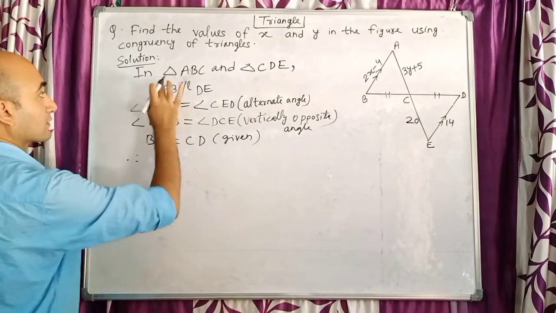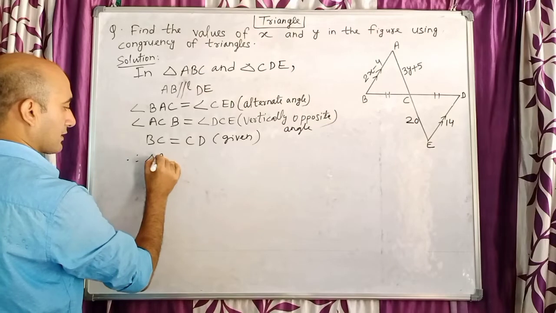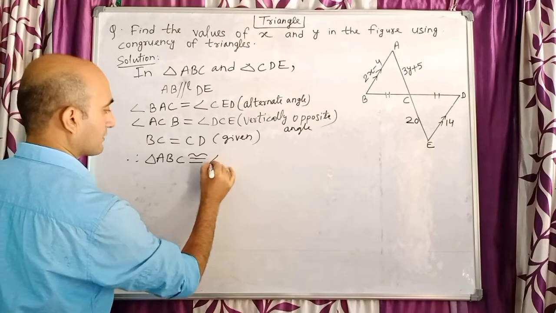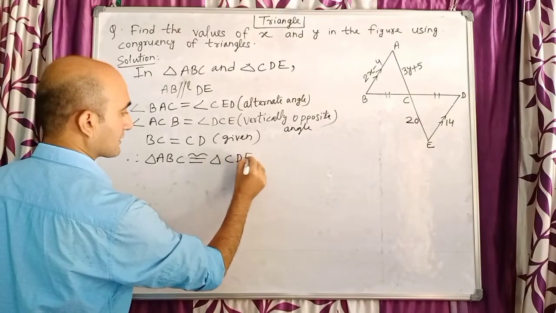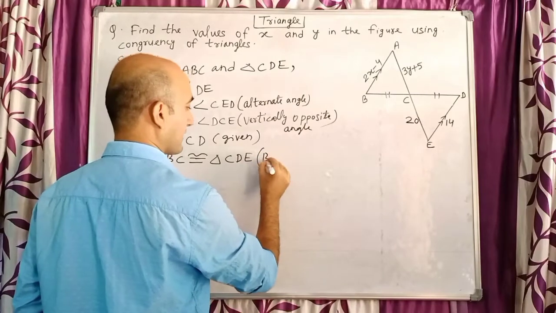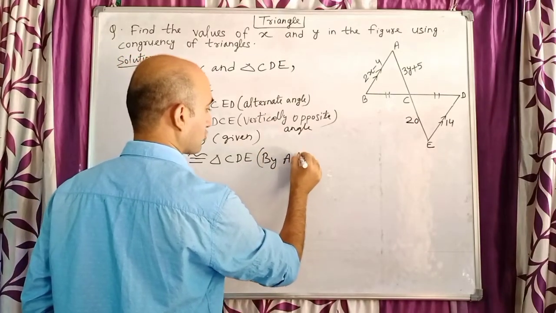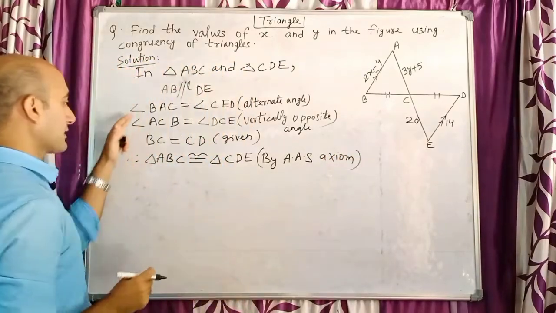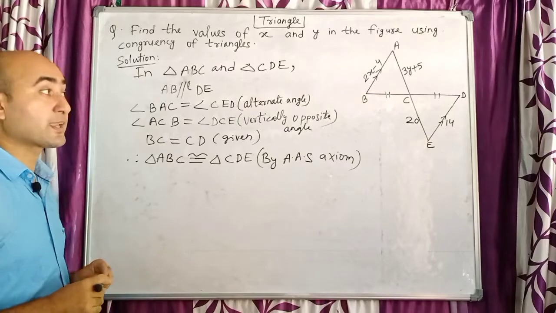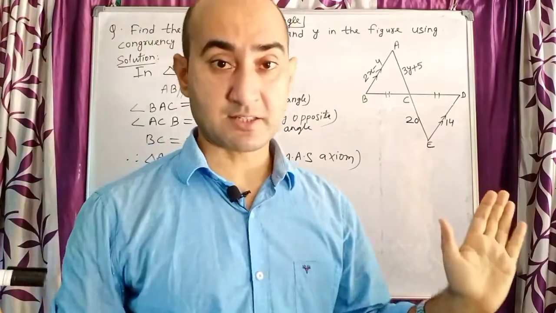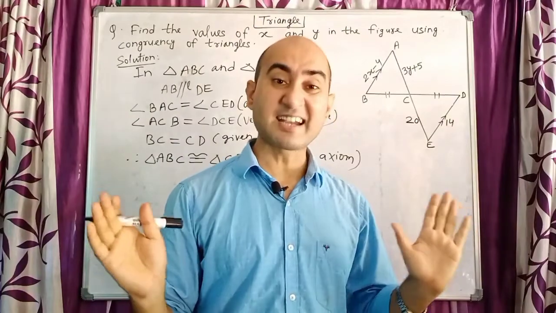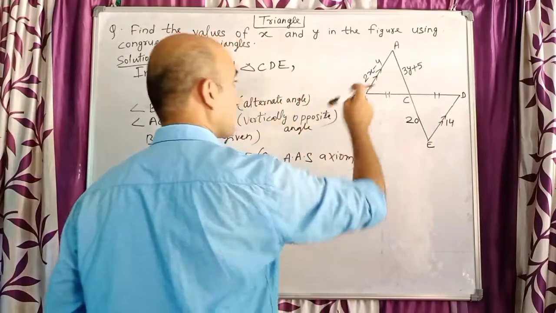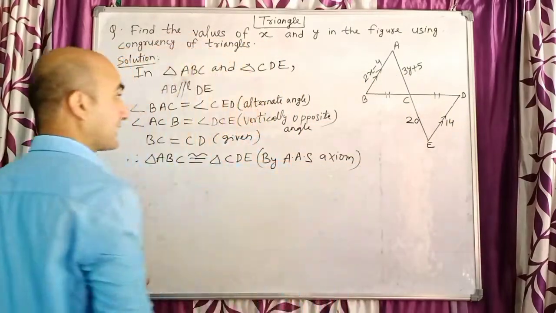So when three things in two triangles are equal, it is congruent. So I can say therefore the two triangles, triangle ABC is congruent to triangle CDE. So it is by angle, two angles and one side axiom. You can write that here, because two angles and one side. So now when they are congruent, we can now say the other remaining parts, the other corresponding sides and angles also are equal. So now I can say AB is equal to DE. This is the corresponding side.